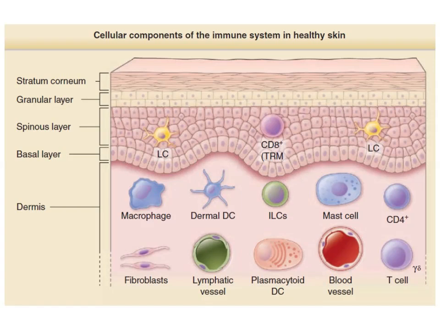Components of the cellular immune system in healthy skin. Multiple different immune cell populations are present in healthy skin. Langerhans cells and resident memory T cells, primarily CD8+, reside in the epidermal layer, whereas CD4+ and T cells are found in the upper dermis.